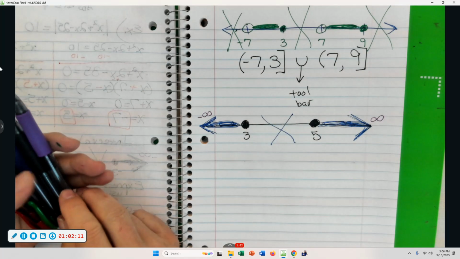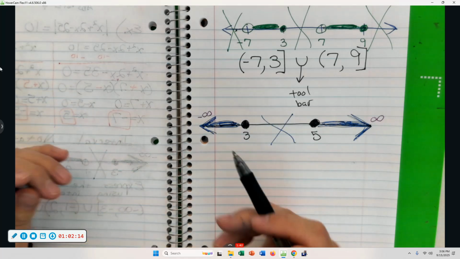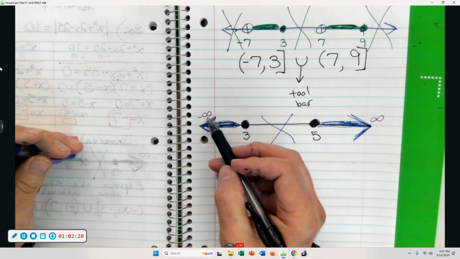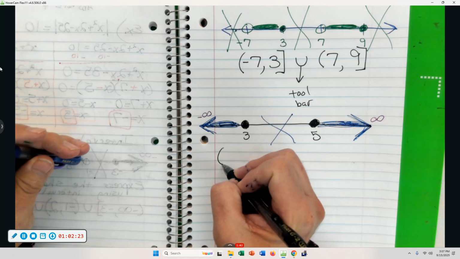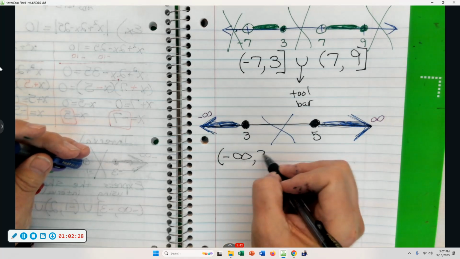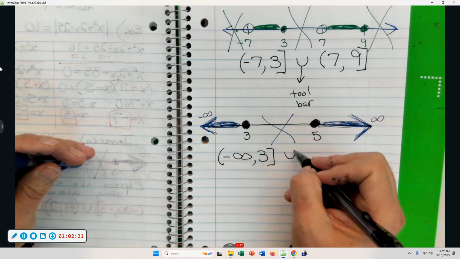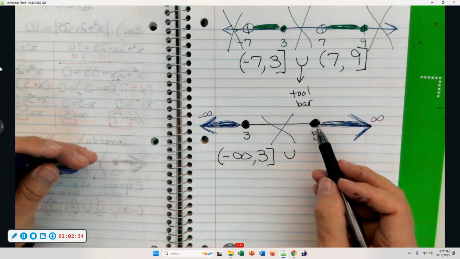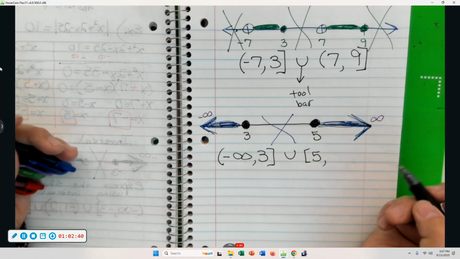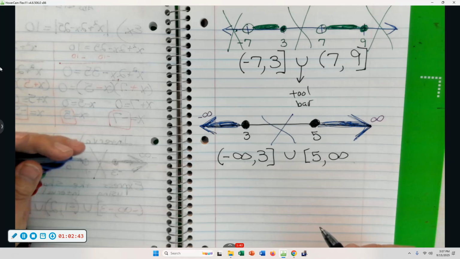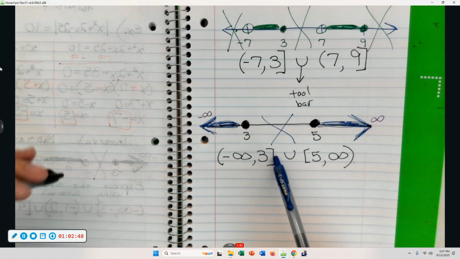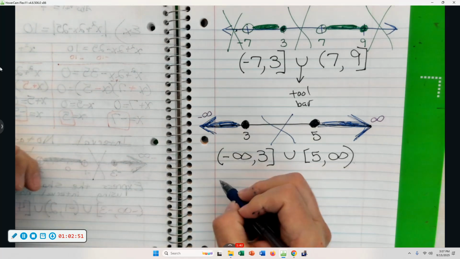Call it out as if you were typing it in. What would you type first? What always precedes a negative infinity? Before negative infinity, you must type a parenthesis, and then the negative infinity, comma, bracket, 3, and the bracket, union. Bracket. Okay, you have a closed circle, you go bracket, 5, infinity. And what goes after a positive infinity? Always a parenthesis. Only use a rectangular bracket at a closed circle.